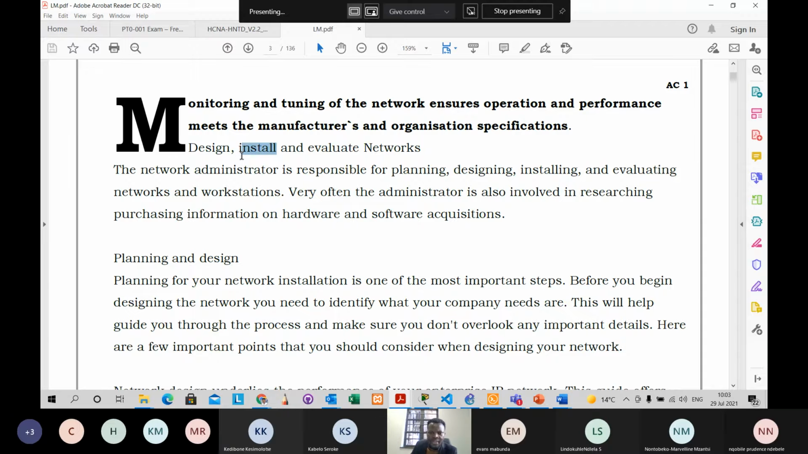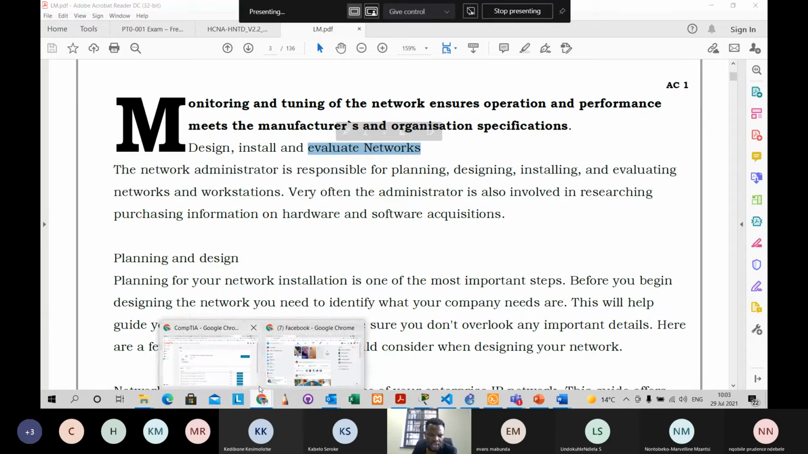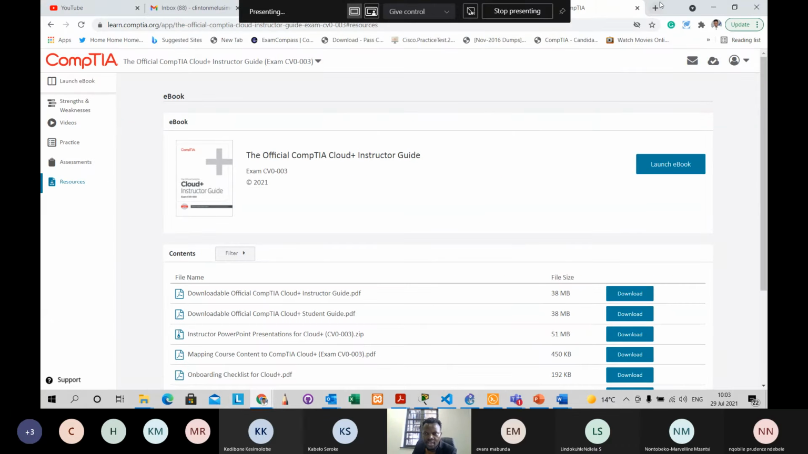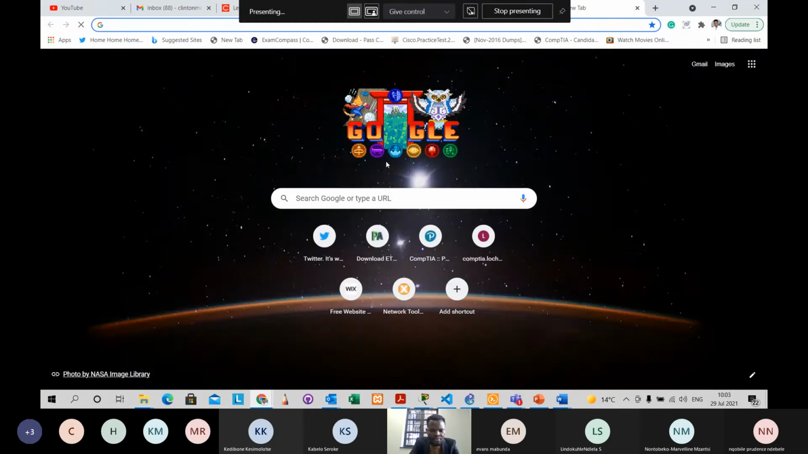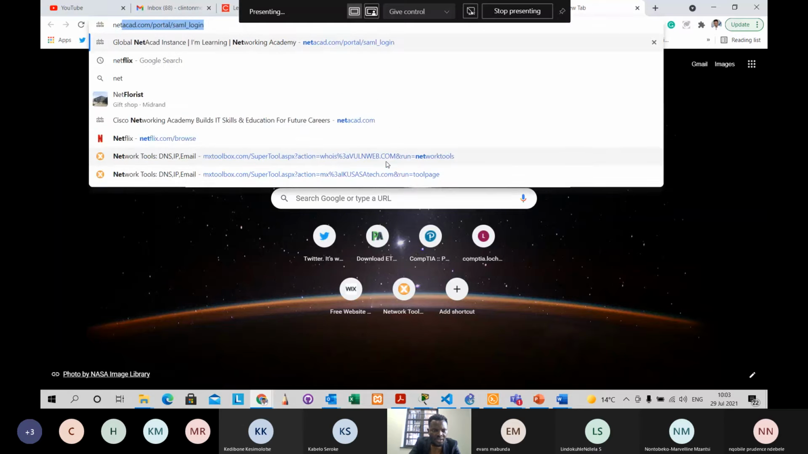And then the other one will be evaluating networks. Once your network is up and running, we have to evaluate and monitor it. Before we give it to the client, we have to monitor and see how it is performing. We have so many tools that you can use to monitor your network and the speed of your network. For example, let's say now I want to monitor the speed of this network. I can run a network speed test.